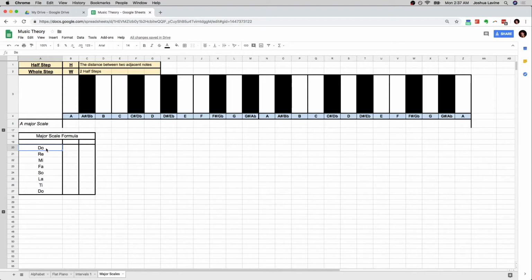In fact, I have a little pitch pipe here. Let's check it out. So here's the note. Here's do starting on A. Do, re, mi, fa, sol, la, ti, do. Now here's starting on B flat.